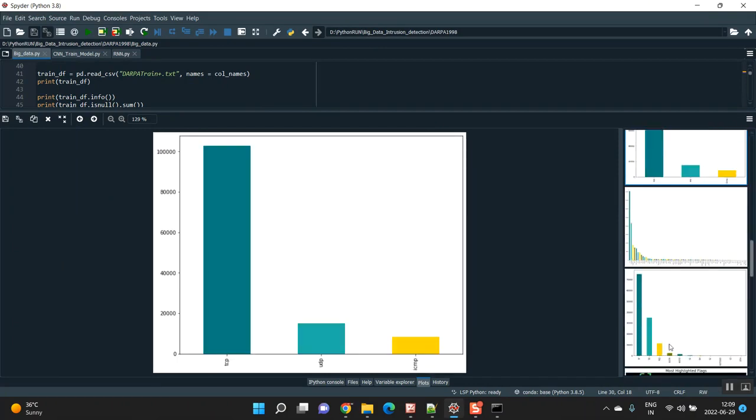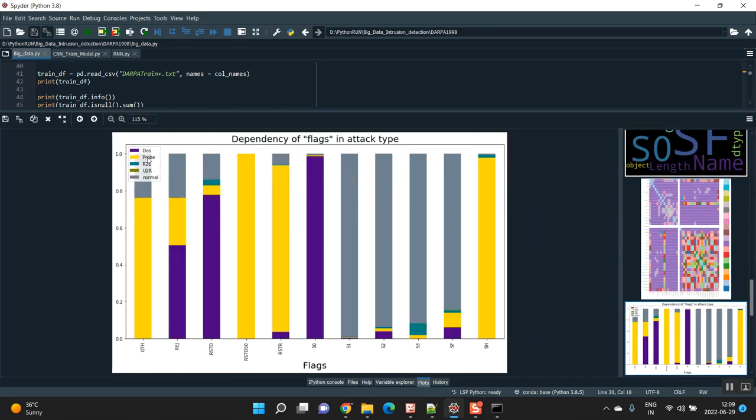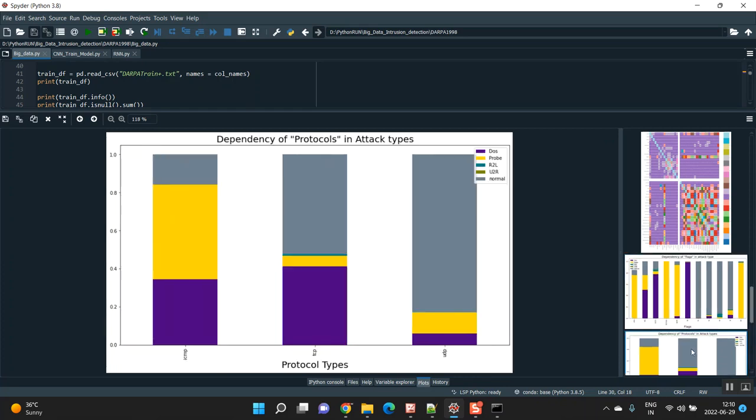You can see here the dependency of the flags on the attack types, which you had informed me about. For example, the blue color will be the DOS attacks. Here, these are all the types of flags. On these flags, DOS will be this much percentage and probe will be this much percentage, and also the protocol types based on the attack types.